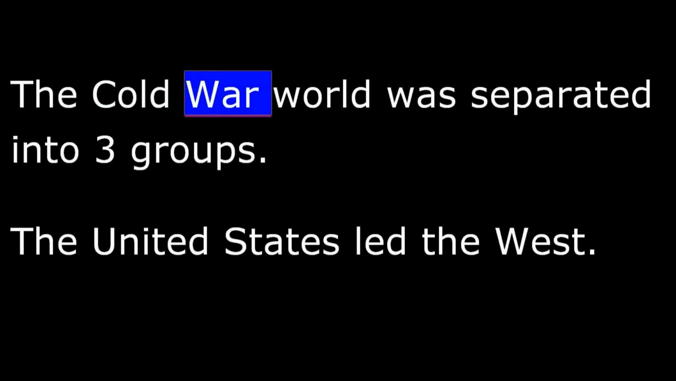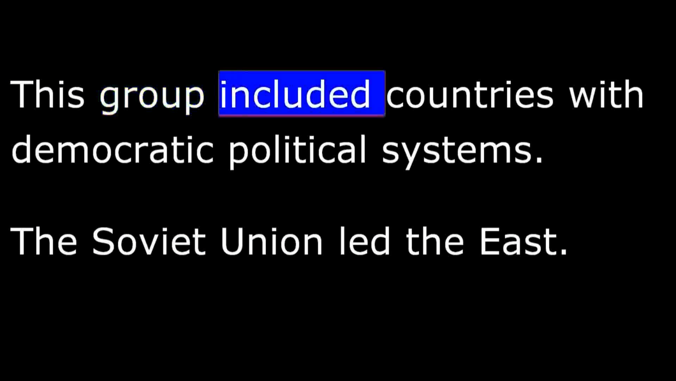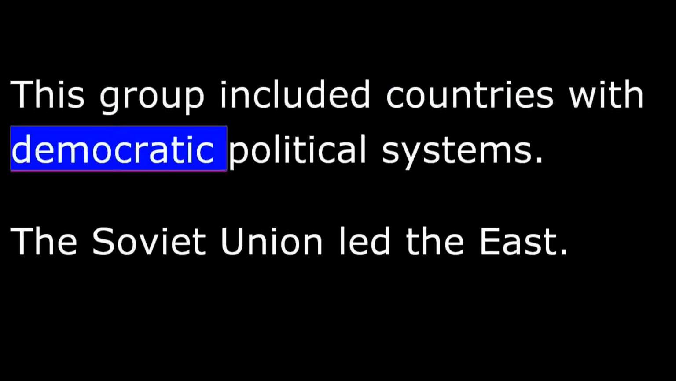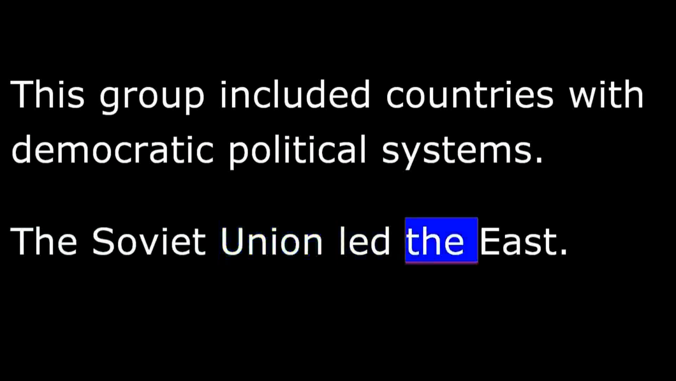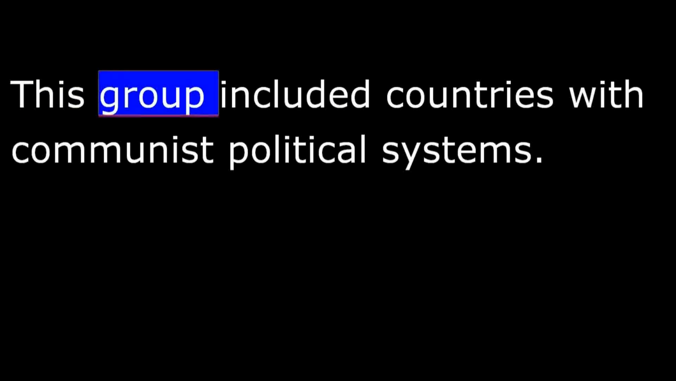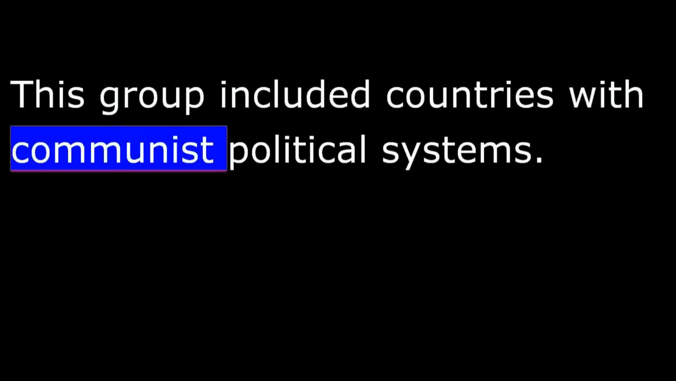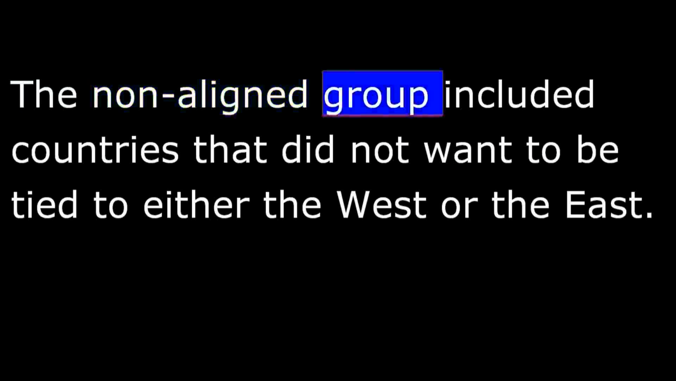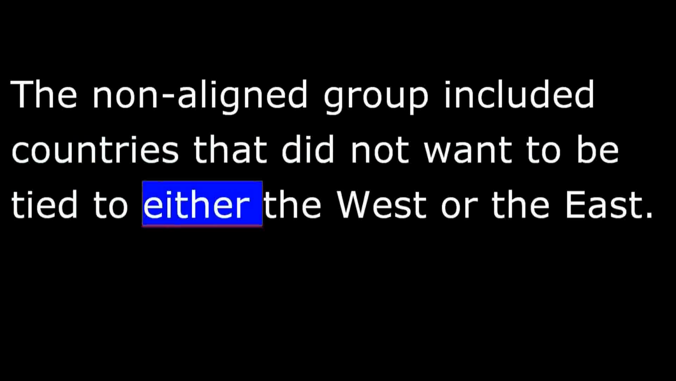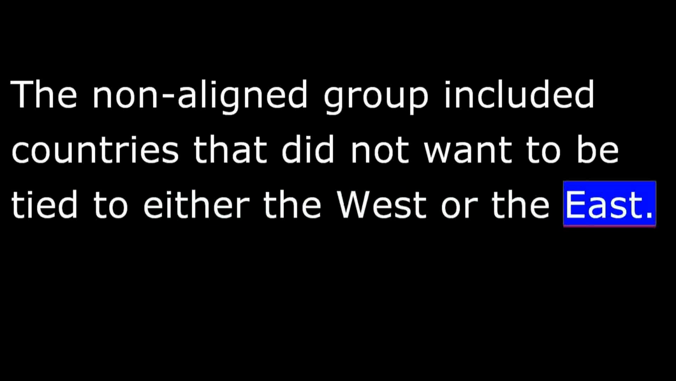The Cold War world was separated into three groups. The United States led the West. This group included countries with democratic political systems. The Soviet Union led the East. This group included countries with communist political systems. The non-aligned group included countries that did not want to be tied to either the West or the East.